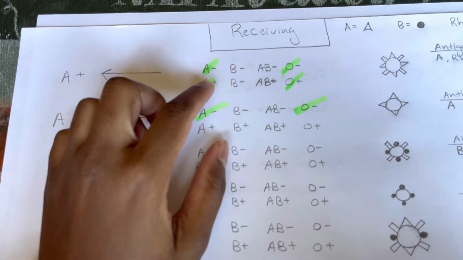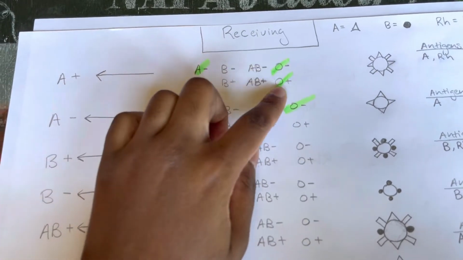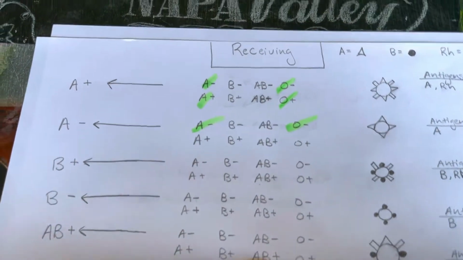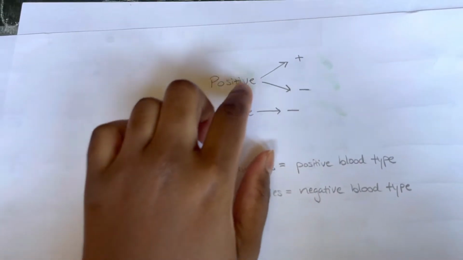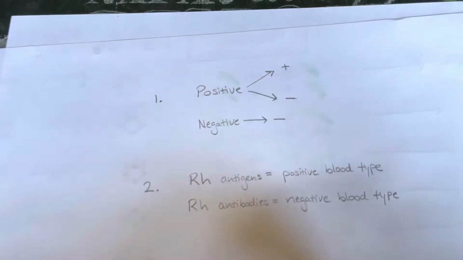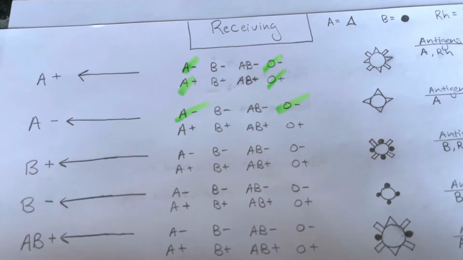And the reason why we're giving to both negative and positive A and negative and positive B is because, remember, positive blood types can give to both negative and positive. And so that's why these four are the right answers.